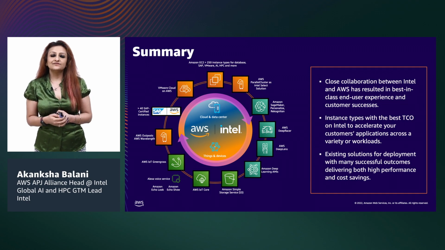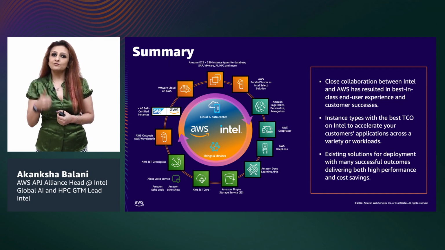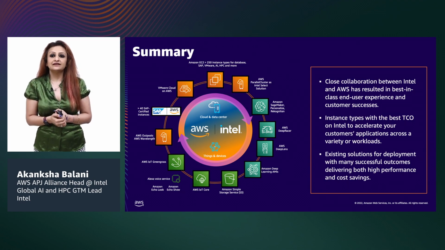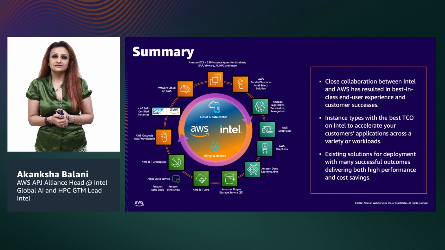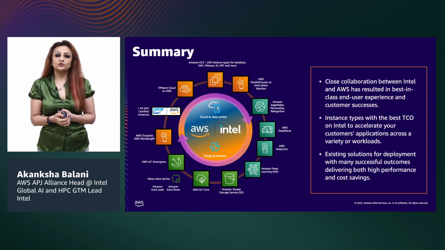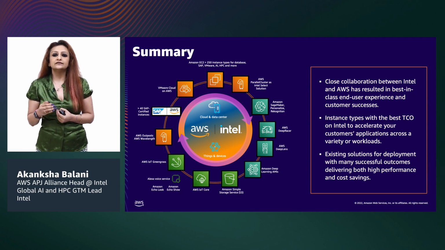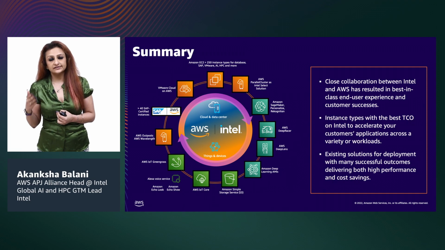And so to summarize, if there are three points that you want to take away: number one, you could see that Intel and AWS have a very close collaboration that has resulted in best-in-class end-user experience and customer successes. We would love for you to be part of that journey with us. Number two, instance types with the best TCO on Intel to accelerate your customers' applications across the variety of workloads that I went over. And number three, we have existing solutions for deployment with many successful outcomes, delivering both high performance as well as cost savings.